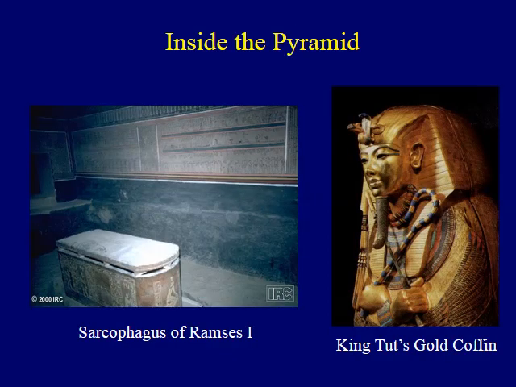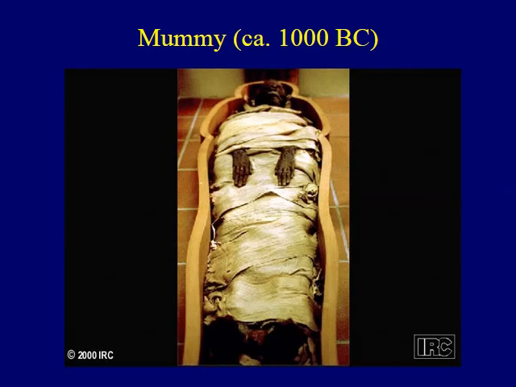Inside the pyramid would be the sarcophagus where the pharaoh's body was placed. On the left, we see the sarcophagus of Ramses I. Inside that sarcophagus would be a coffin. Often they were made of gold, like the one shown here of King Tut. Inside the coffin would be the preserved body of Pharaoh. Here we see a mummy from about 1000 BC.